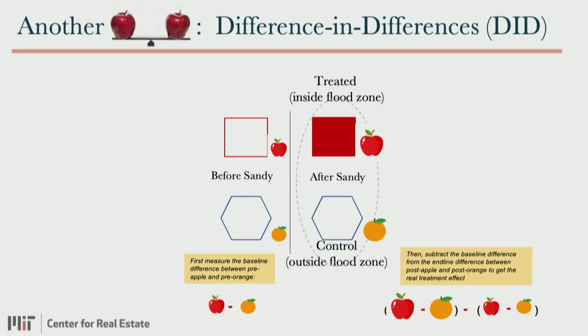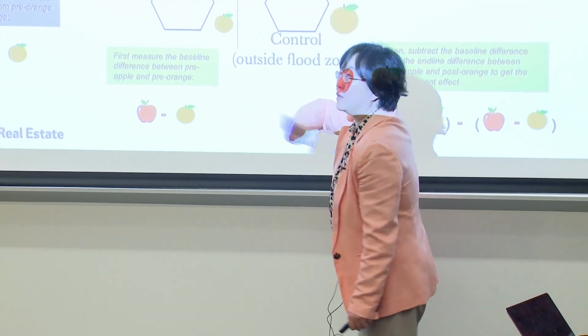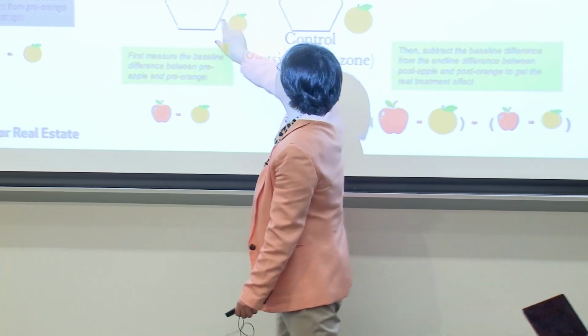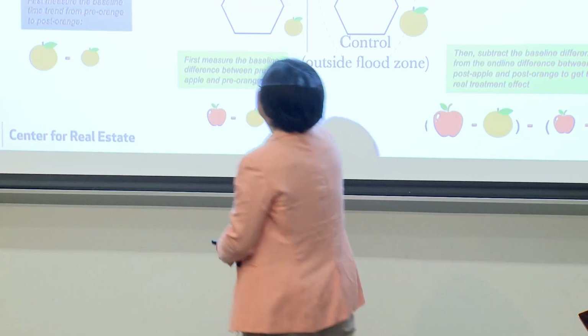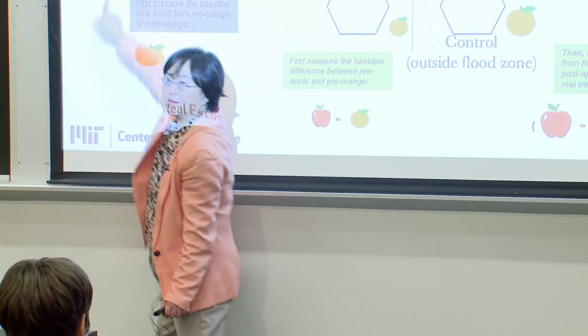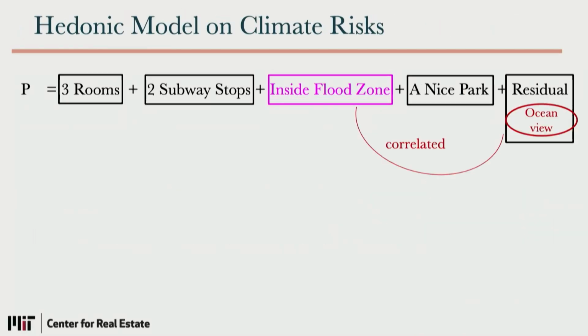And another way to do this, it's the same. First, measure the baseline time trend from pre-orange to post-orange. The hurricane never happened in this neighborhood. It's the general trend, growing from small to big. Measure this. Then subtract this natural growth from the treatment growth. Then you will find that this and this are the same. You just rearrange.